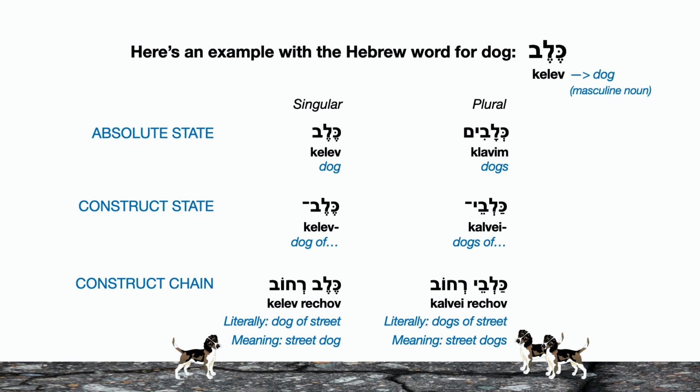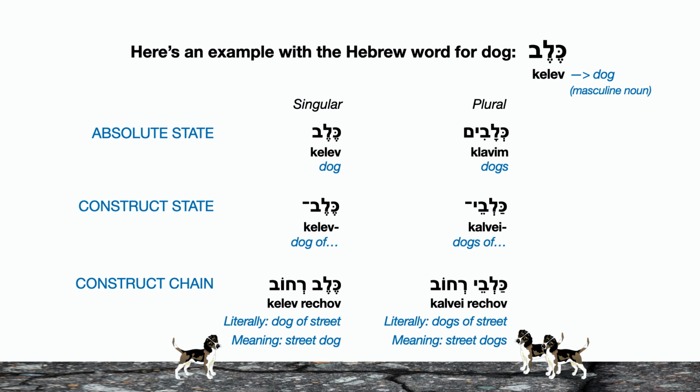And now if you look at the plural form, what about klavim? Klavim means dogs, many dogs. Now the construct state of klavim is kalvei. So here we have a case where the construct state has a change of pronunciation. Kalvei means "dogs of." And if we combine kalvei with rehov, which means street, we have kalvei rehov, dogs of street. That's how we say street dogs.